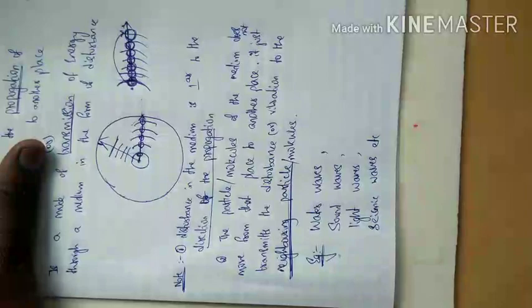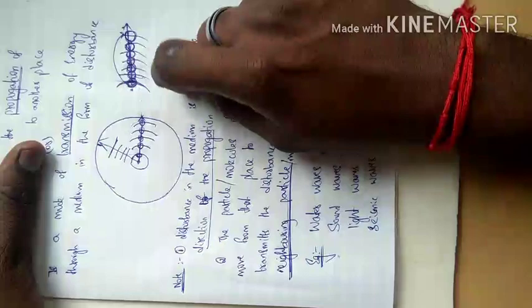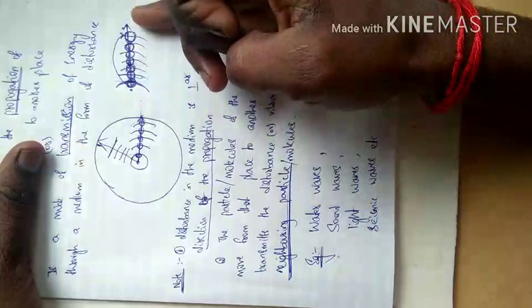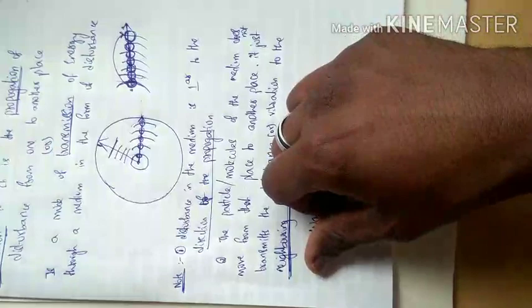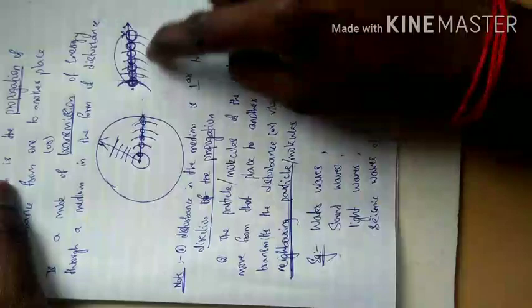This particle gets disturbed upside down, but that disturbance is given to the neighboring particle. The wave and the direction of propagation, these two are perpendicular. The particle, that is the cork, moves up, and the wave moves in this direction. The direction of propagation and the disturbance are perpendicular to each other. That is 90 degrees between them.